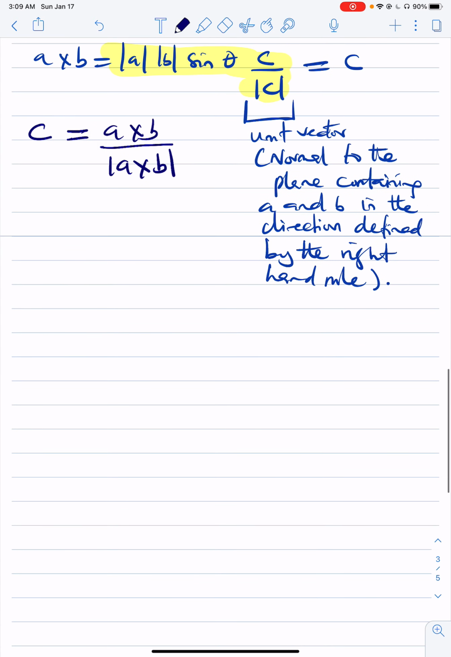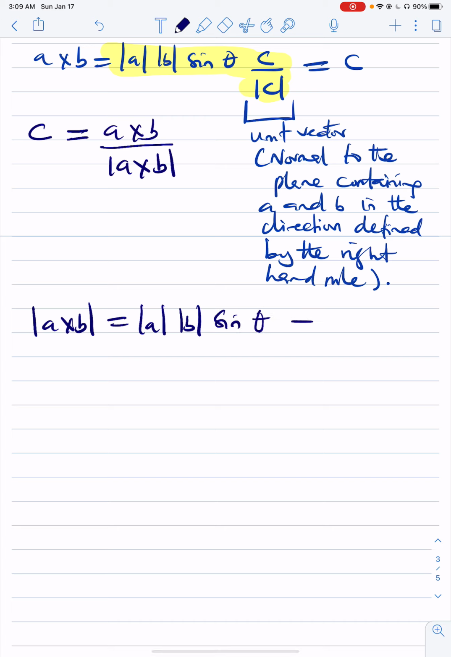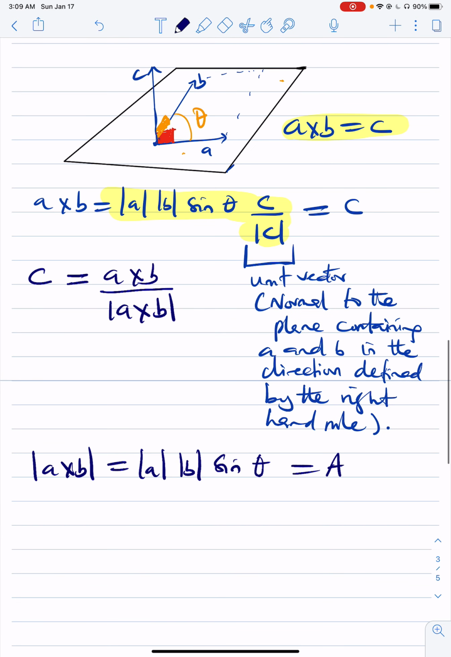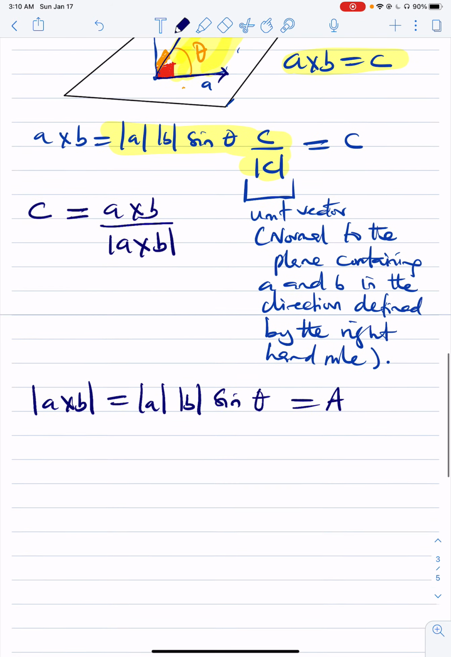So, if we look at A cross B again, it is equal to the magnitude of A times the magnitude of B sine theta. Look at it. This is A here. Here is B, right? It defines an area. If you look closely, it defines an area, which is this. I'm trying to color, right? Yes. So A cross B defines that area.